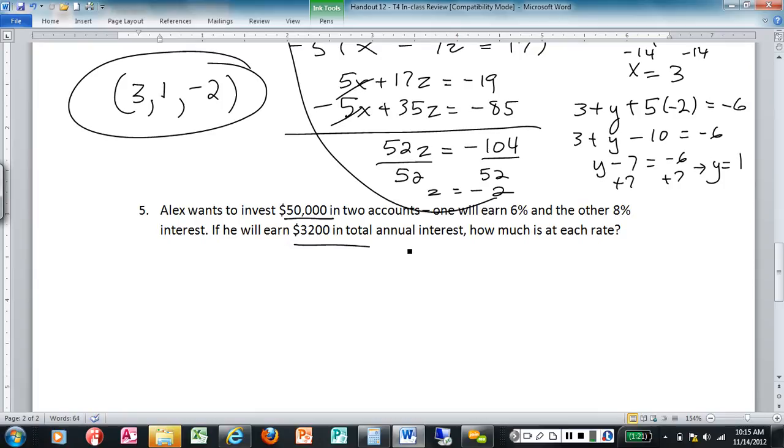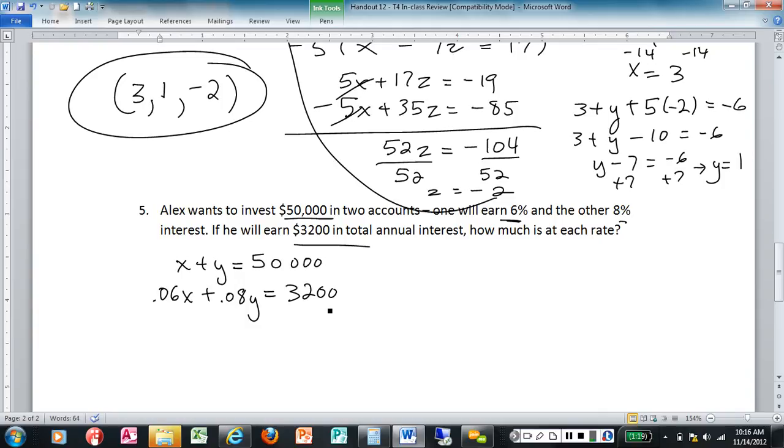So we do a total equation, x plus y equals 50,000. And then we do an interest equation. Well, we take each percent, 0.06 times the amount x, and then the other is 8%, so we take it times y, 0.08 times y, and that equals the 3,200, the interest. Because we're talking simple interest, so we just take the rate times the amount, and that's the interest.